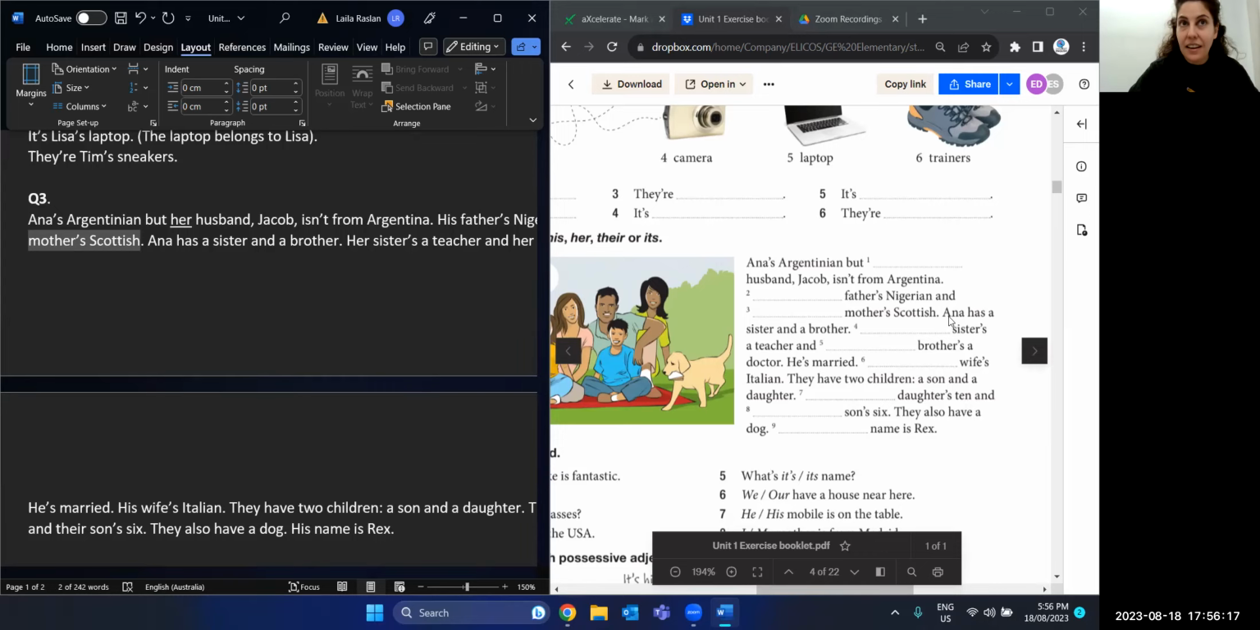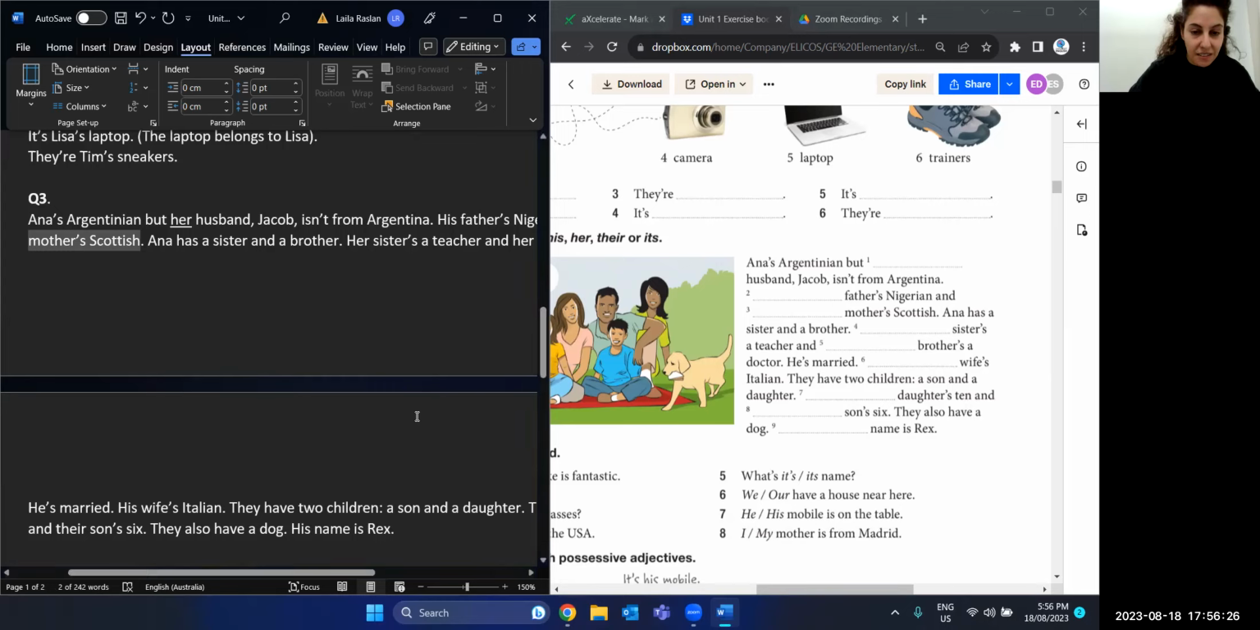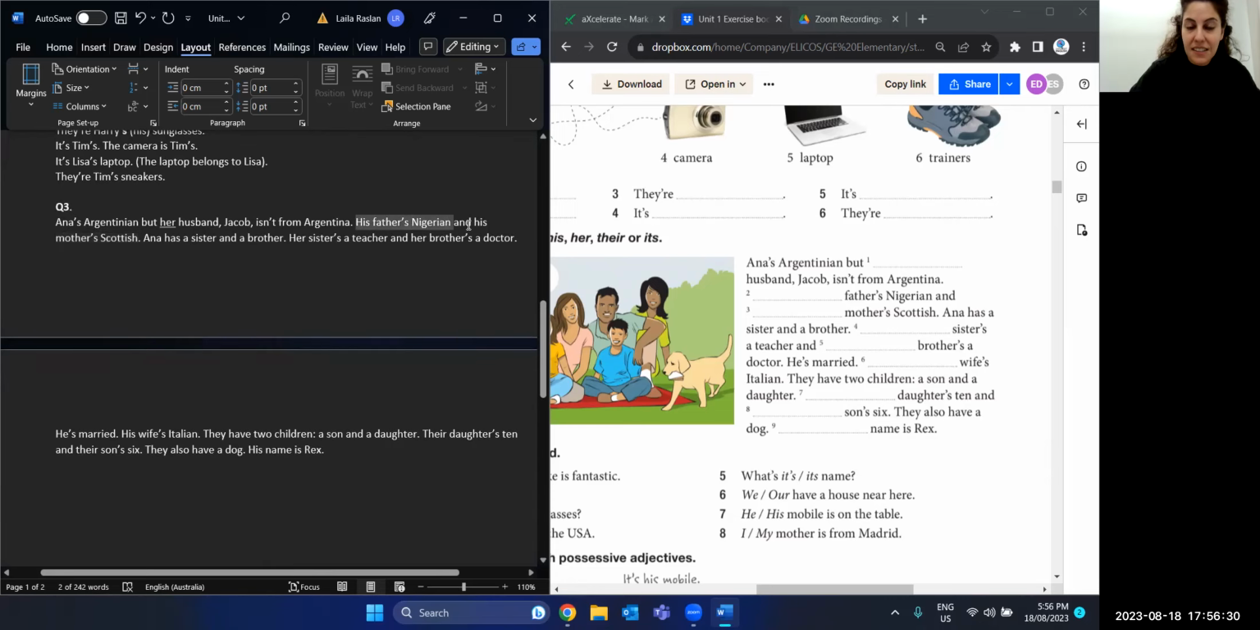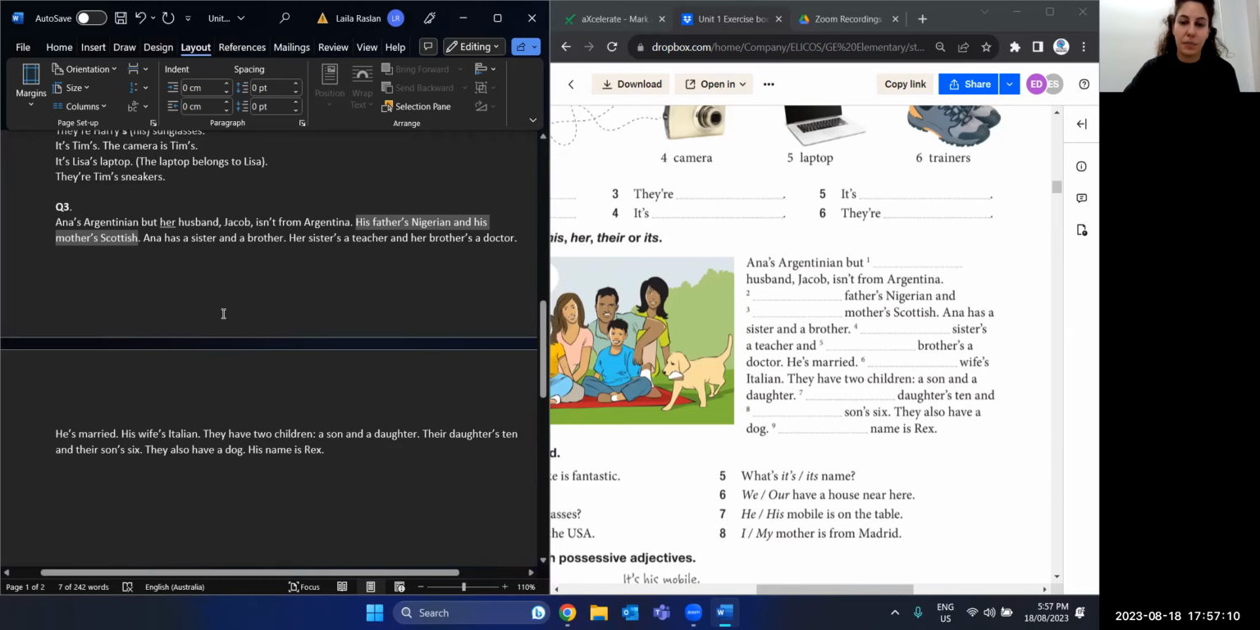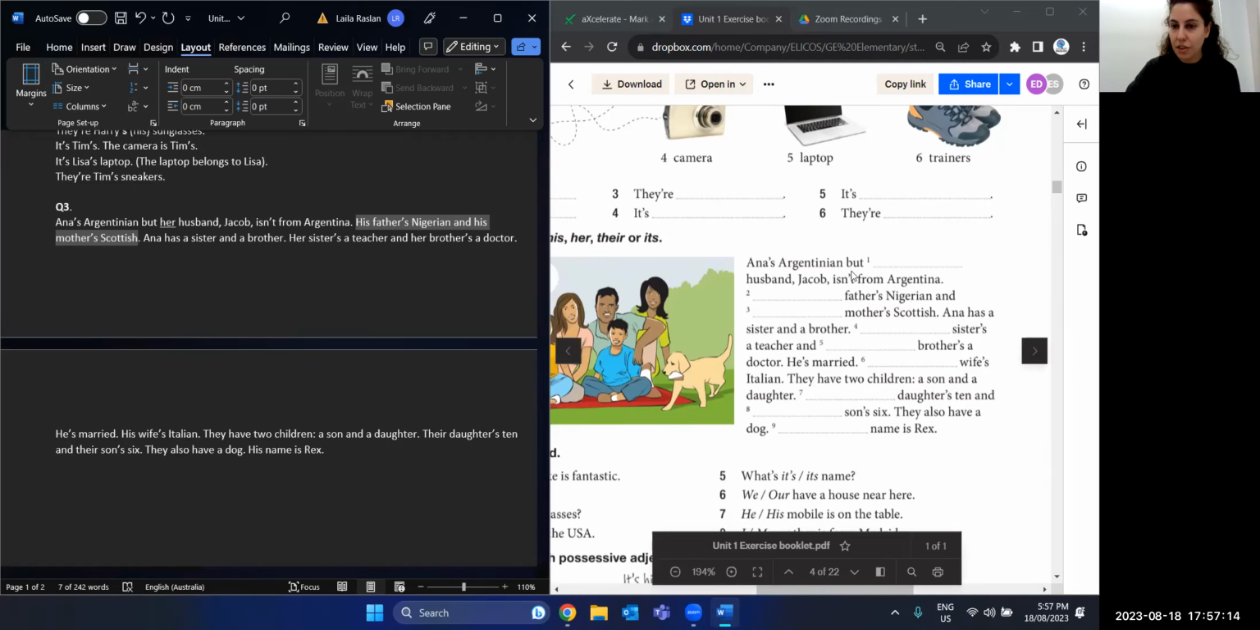No, just one sentence. His father is, that's what it means. His father's Nigerian. Yep, his father's Nigerian and his mother's Scottish. That's the sentence. Sorry, I had no idea you couldn't see my screen. I'm writing the answers for you. So remember, I do put my notes on Padlet, so don't worry if you missed the answers before. You can look at Padlet.